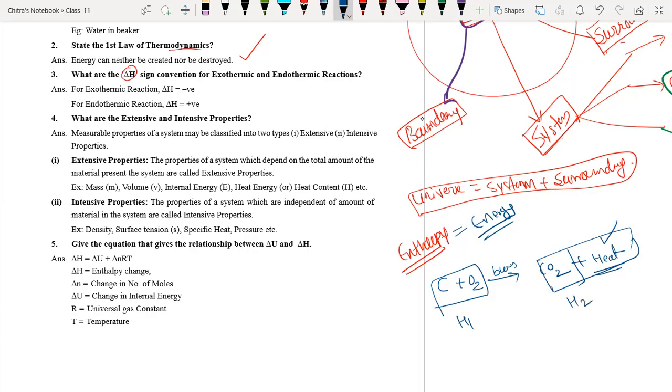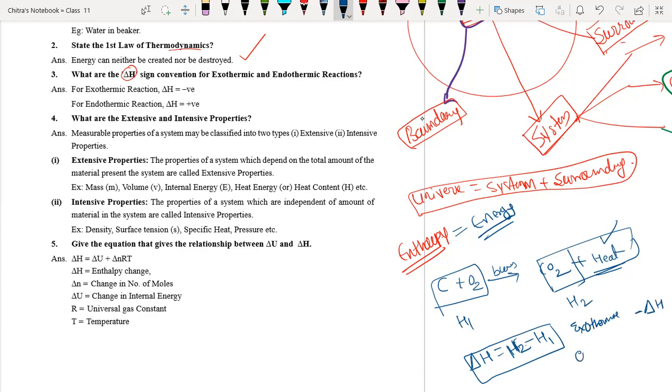So if we want to calculate the change in enthalpy, it is represented by del H, which equals final enthalpy H2 minus initial enthalpy H1. So the difference between final and initial enthalpy is called enthalpy change. Suppose the reaction is exothermic. For exothermic, the sign of del H is negative, which represents energy is released.